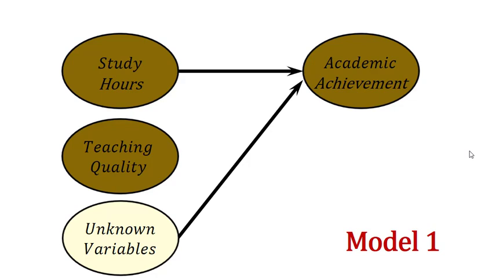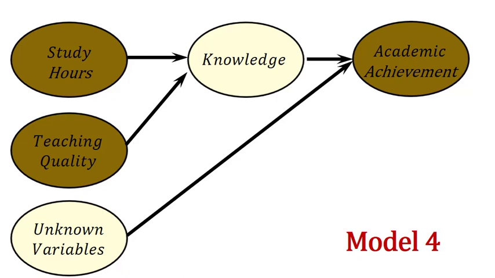Model 1 says that academic achievement is caused by the number of hours people spend studying per week, plus some unknown variables. Model 2 says study hours is not related, rather it is the teaching quality that students receive, and that would explain the academic achievement, plus some unknown variables. Model 3 says that both study hours and teaching quality independently influence academic achievement, plus some unknown variables.